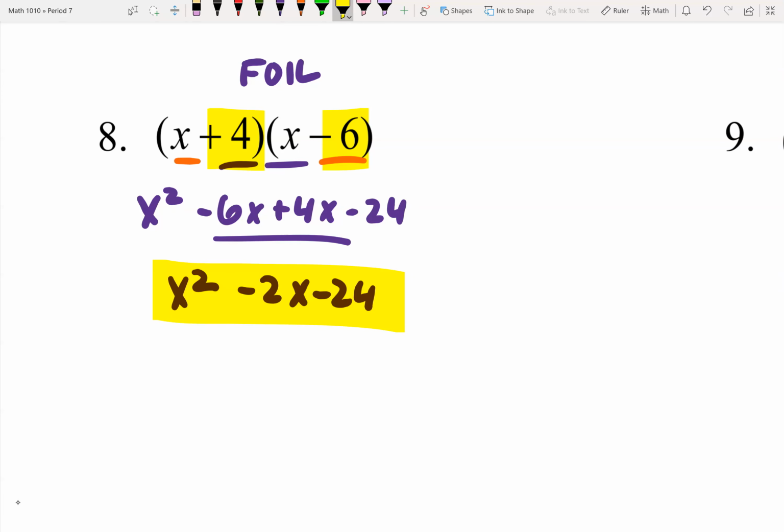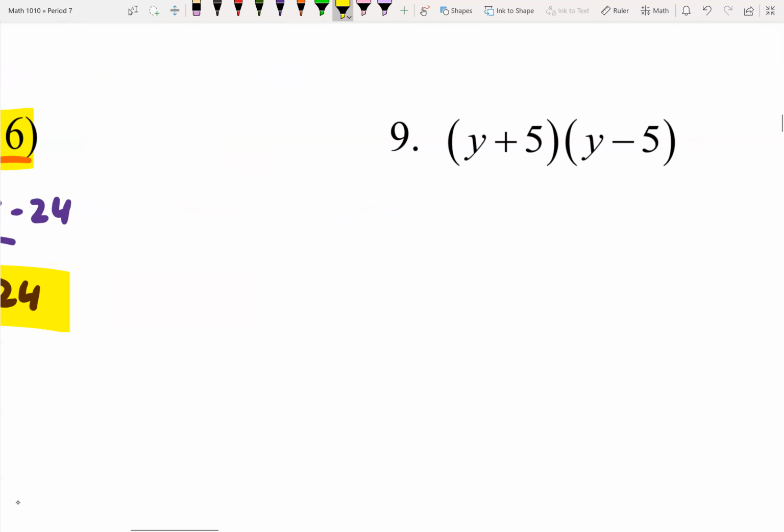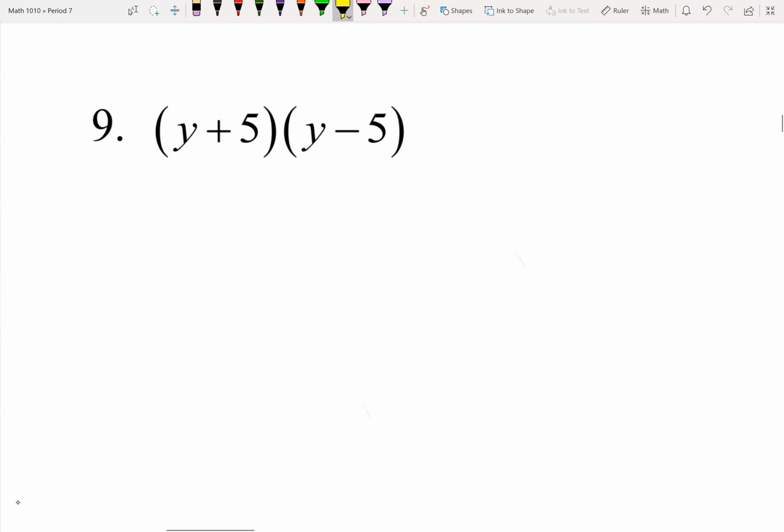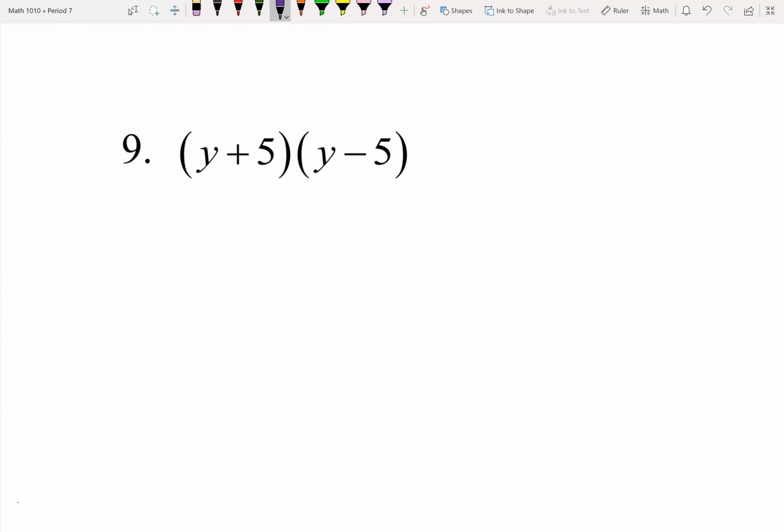Okay? Who says gotcha? Let's see. Okay, great. Question 9. Everybody freeze right here. We're going to talk about this. So don't go ahead of me, okay? Right up above that, I want everybody to write down the word FOIL.